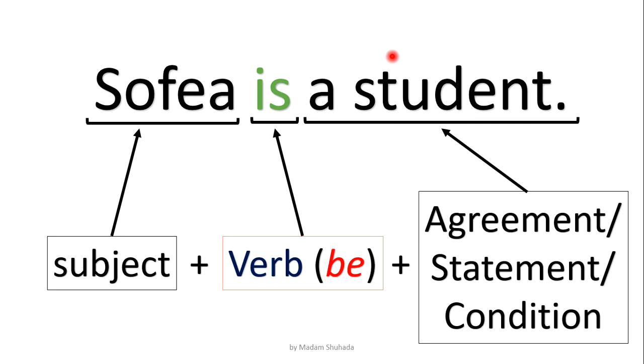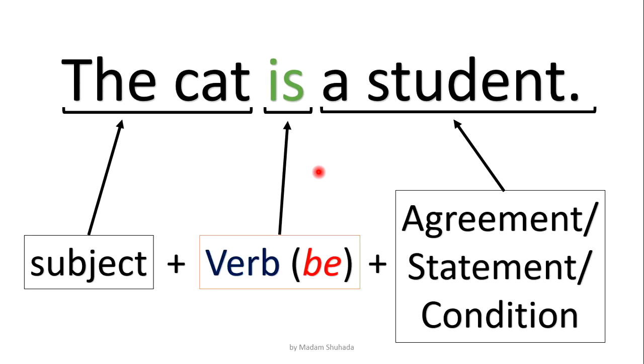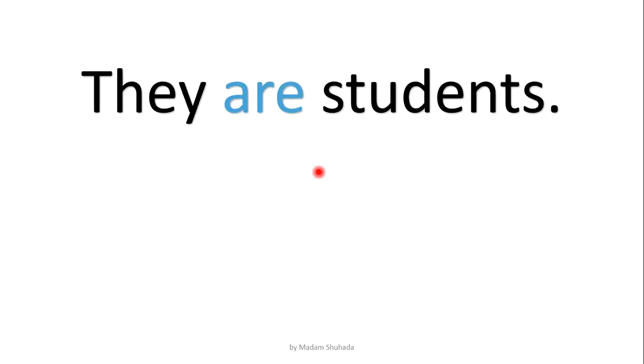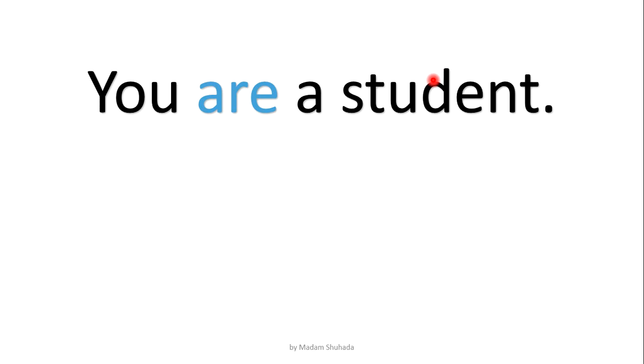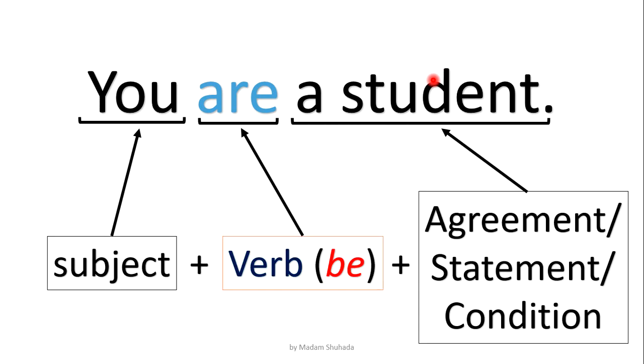Same goes for this sentence. The subject is Sophia. The verb be is is. A student is the agreement, statement, or condition. The cat is a student is also the same. They are students. So the subject is they, which is plural. Are is the be verb. Students is the agreement, statement, or condition, to state that they are students. You are a student. The same formula.